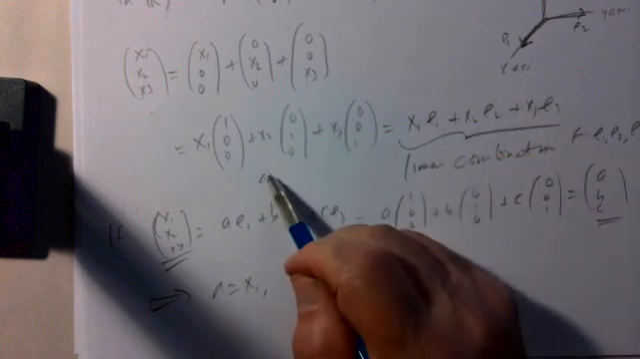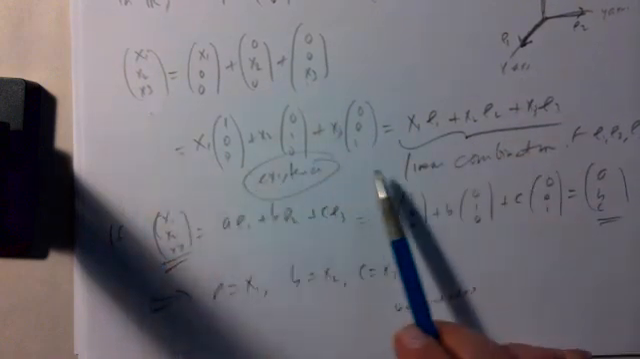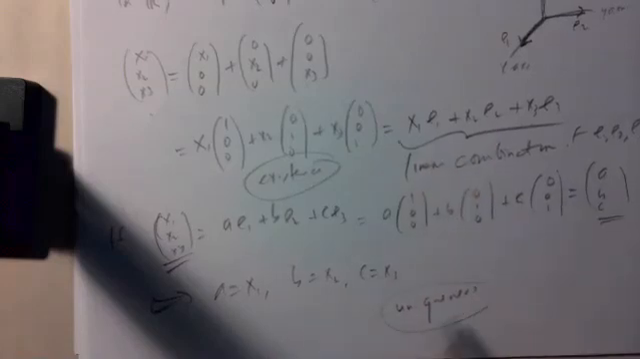This proves existence, that there is a way to write this vector as a linear combination. This says there's only one way. It's unique.